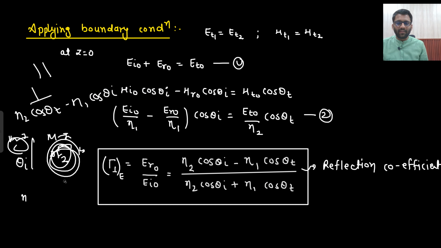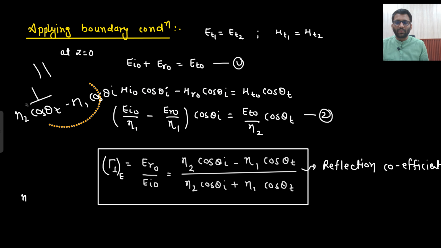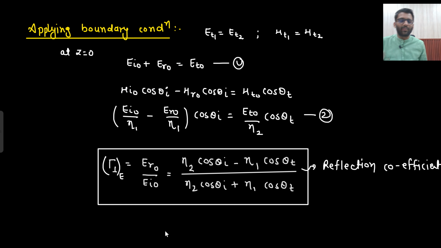I will again tell it, but eventually you have to remember the formula. There is no shortcut, there is nothing. If you want to solve the problems, you have to remember the formula. There is no doubt about that. So this is your gamma perpendicular. Always mark that we have derived the formula for electric field, ERO divided by EIO we have done, not HRO divided by HIO, okay.